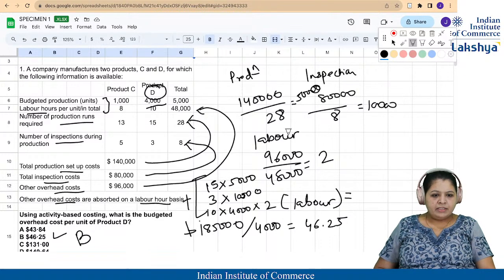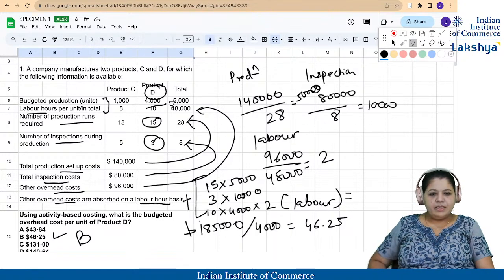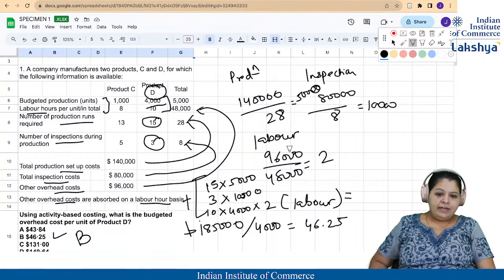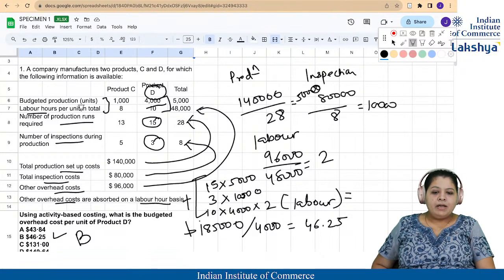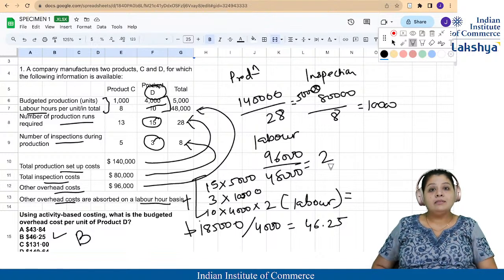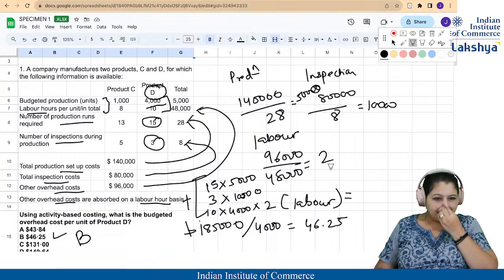So 15 is the value that you find out because there are 15 setups. You multiply that by 5,000. There are three inspections, multiply that by 10,000. And for labor, this is where the catch is, right? Don't, in your exam, don't just take 10 into 2. Obviously, those many labor hours would never work. So just read your question properly. Labor hours per unit in total and production into units. So 10 into 4,000 into your $2. So this is how you calculate your answer.